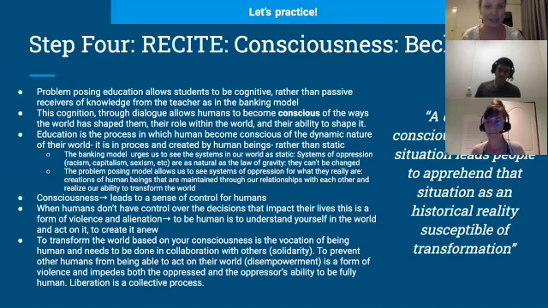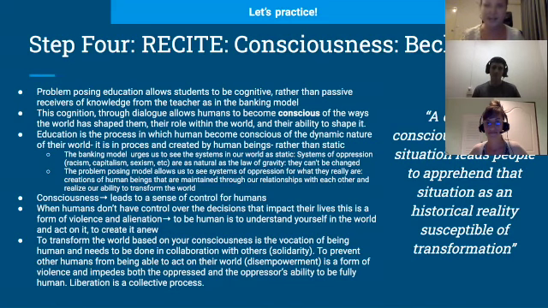It's open-ended. You can't design a lesson plan around a set of core learning outcomes that are concrete in a mastery sort of way. This cognition through dialogue allows humans to be conscious of the ways that the world has shaped them, their role within the world, and their ability to in turn shape it. So this is the most important part around the purpose of problem posing education, which is to understand yourself in relation to the world, how other humans have created the world before you, how you fit into it, and your ability to transform.